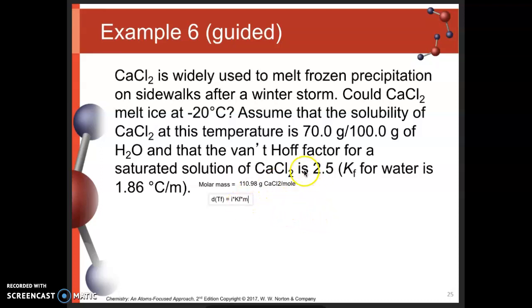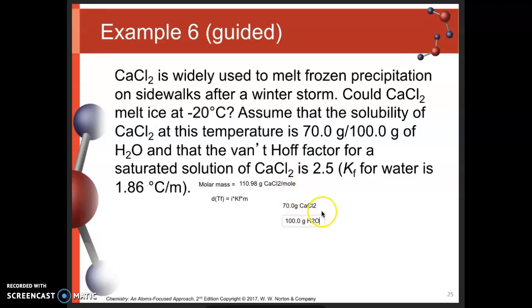We are given the value of I. We are given the value of Kf. We need to figure out the value of the molality. Now, in this case, we are told that our concentration is 70.0 grams of calcium chloride divided by 100 grams of water, well, we can spin that pretty easily into molality.